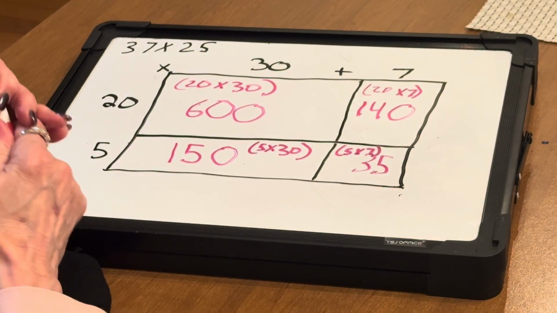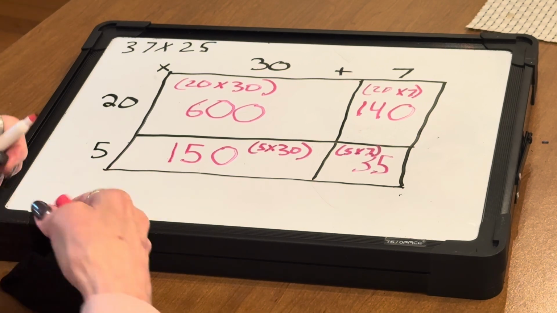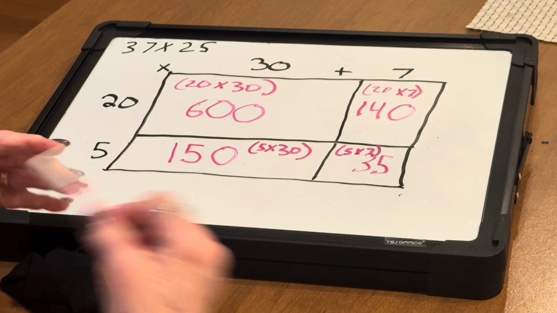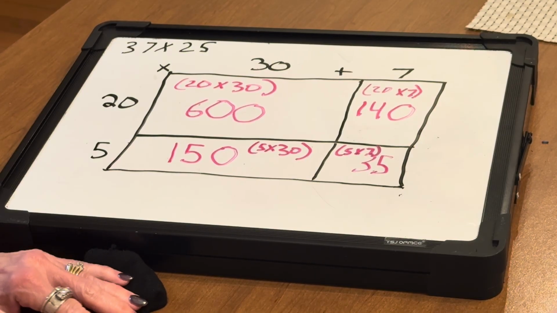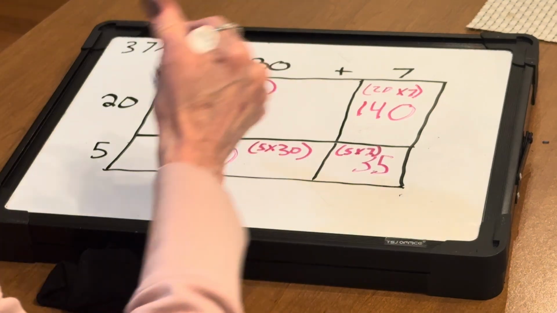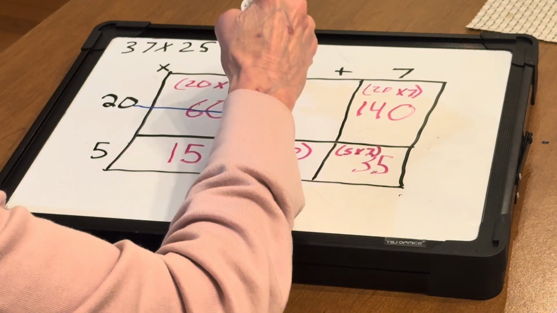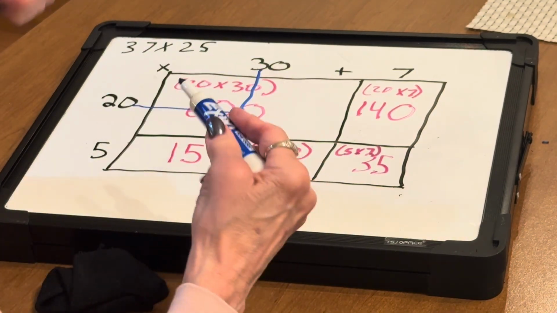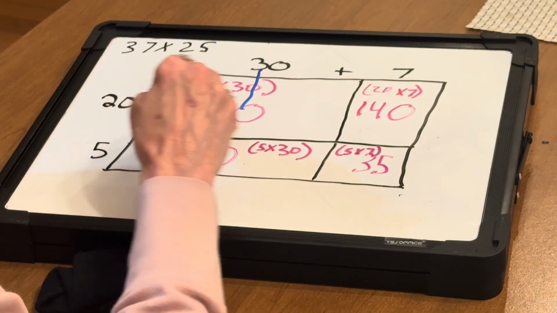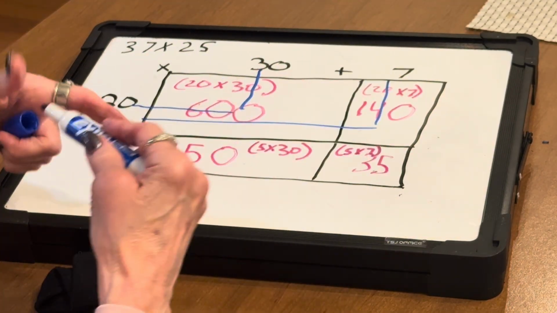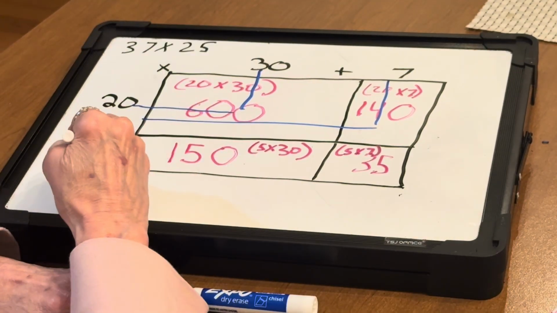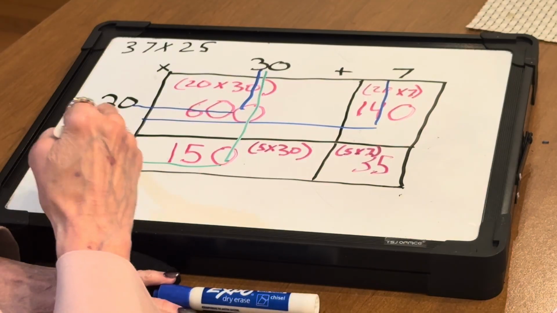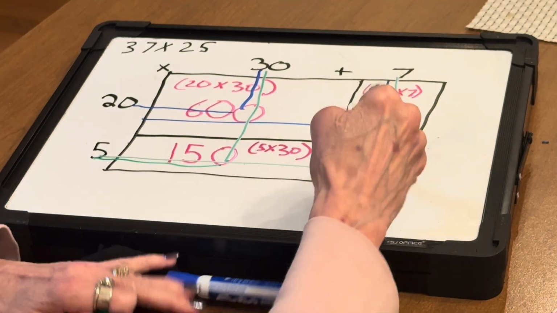Because if students do have problems with this method, it's based on knowing which numbers to multiply in which box. So real quick, I'm gonna just sort of draw some arrows so you can see that. So it's like in this box, we do the 20 and the 30, okay? In this box, we do the 20 and the 7, right? And then in this box, we would do the 5 and the 30, and then we would do the 5 and the 7, just like that.